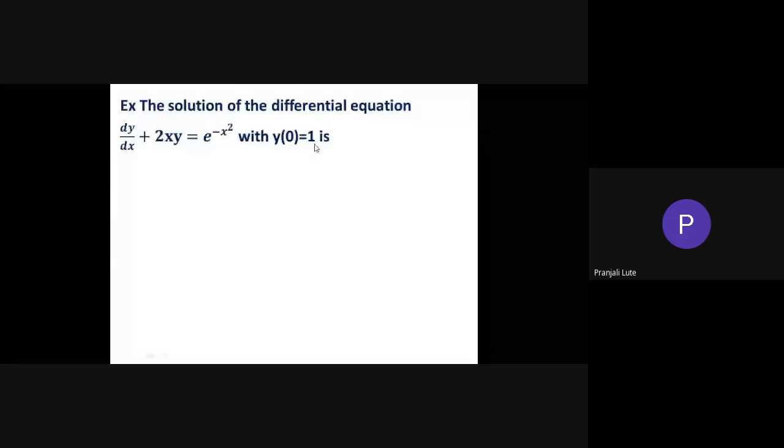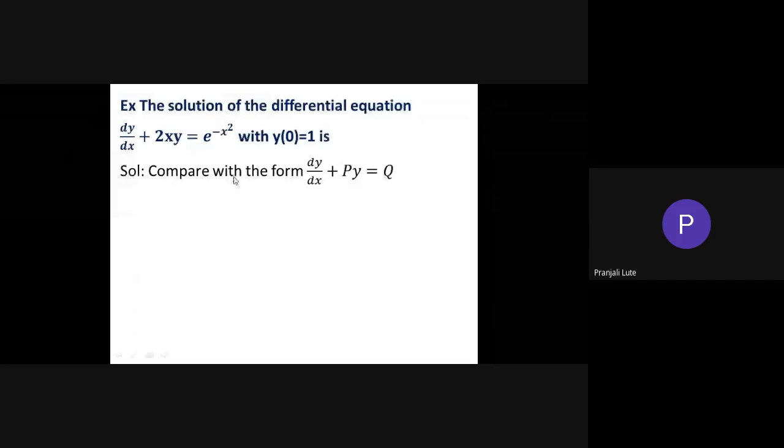First, compare this given differential equation with the form dy by dx plus py equal to q. So what is the value of p? Leave out y, the remaining term is 2x. So what is the value of p here? 2x. And what is the value of q here? e to the power minus x square. So here p equal to 2x, q equal to e to the power minus x square.